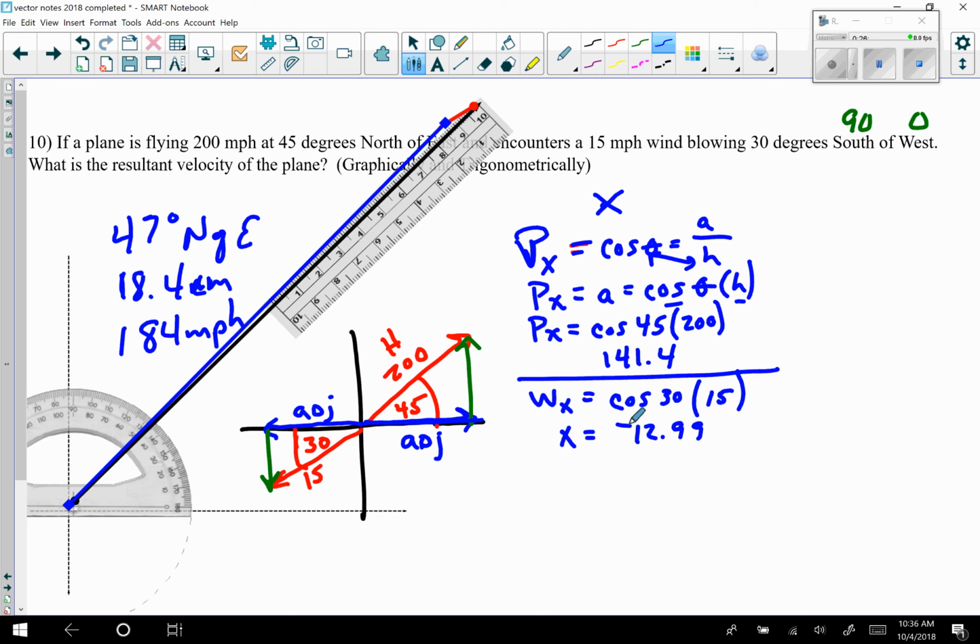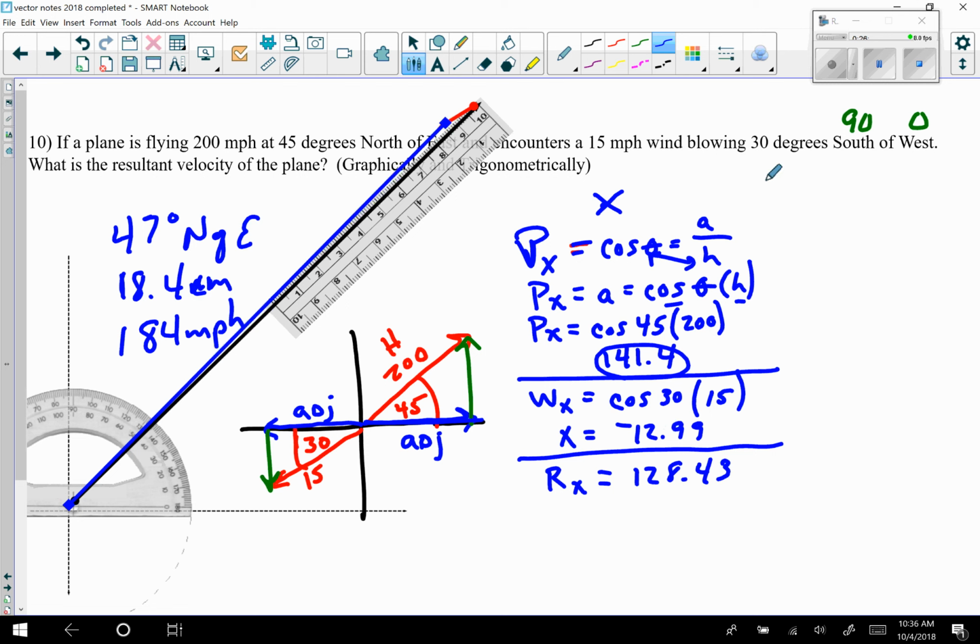So if you want to find out how much the plane was actually going to go totally in the x direction, I'm going to call that the resultant. Okay? The resultant in the x direction is adding this 141 to the negative 12.99, and that gives you 128.43.